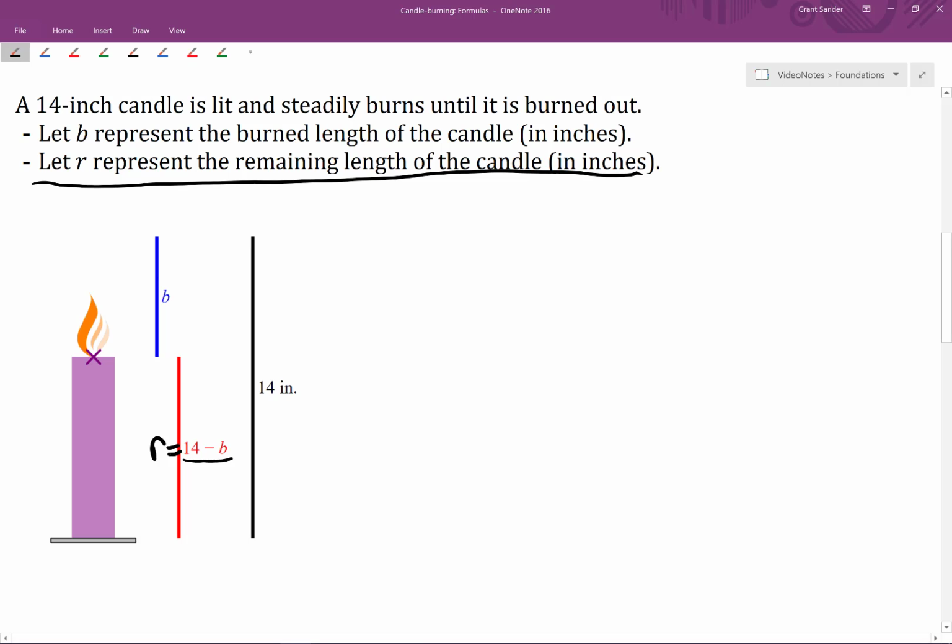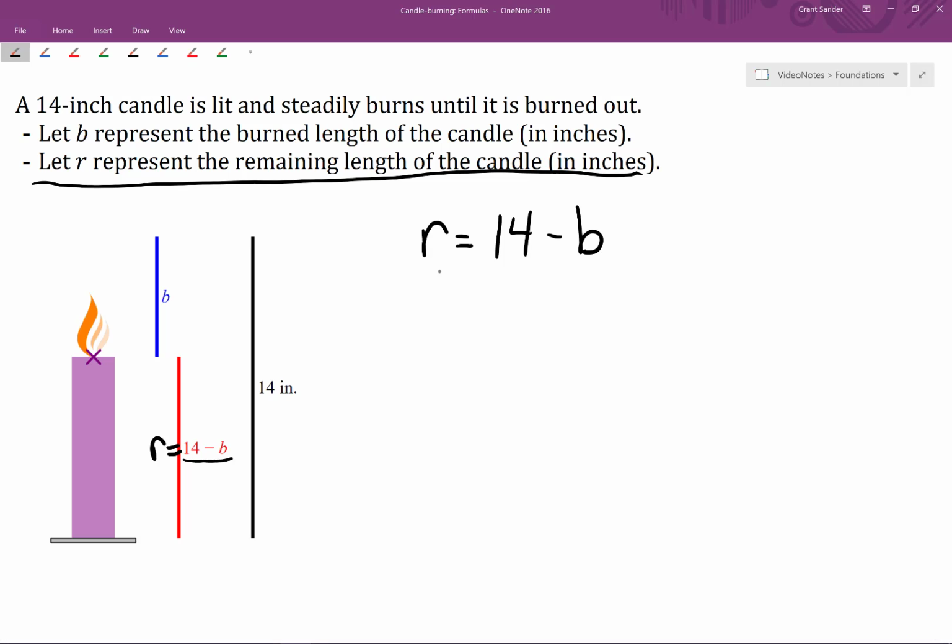They will always have the same value. And therefore, r will be equal to 14 minus b. And therefore, we can say r equals 14 minus b. We call this equality a formula that expresses r in terms of b, because this is an expression in terms of b, and we're expressing the value of r. So that formula expresses r in terms of b.